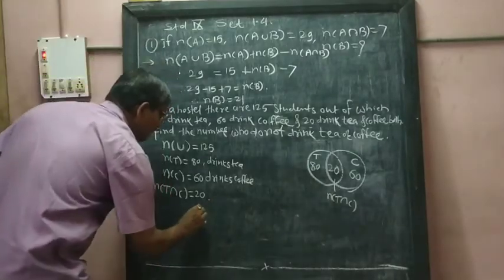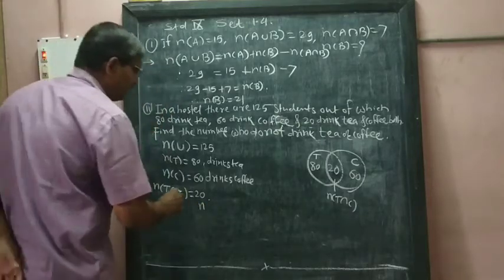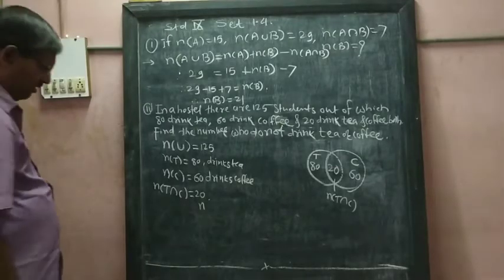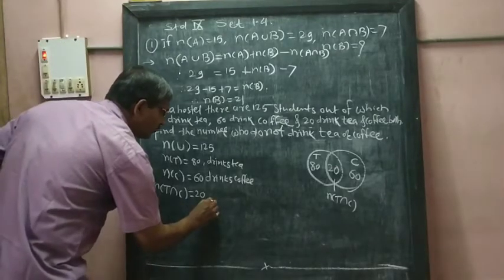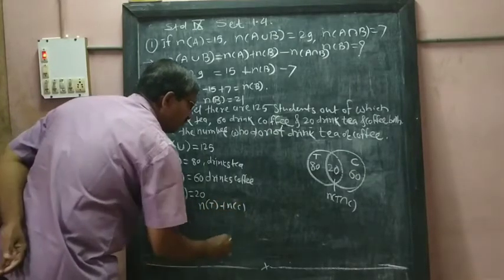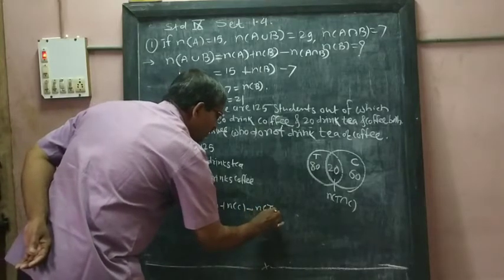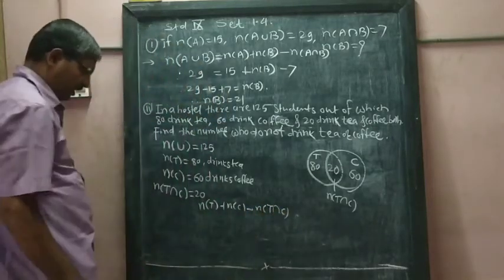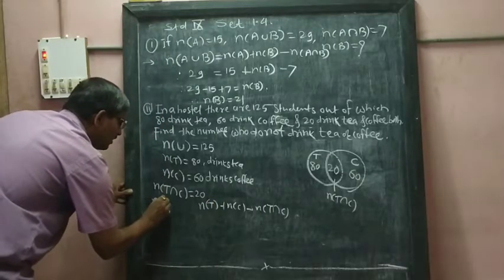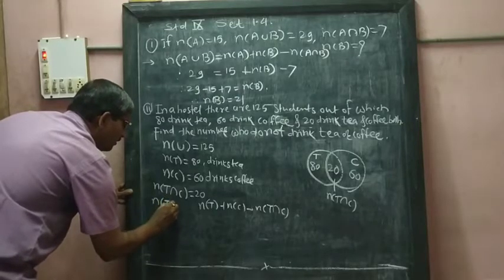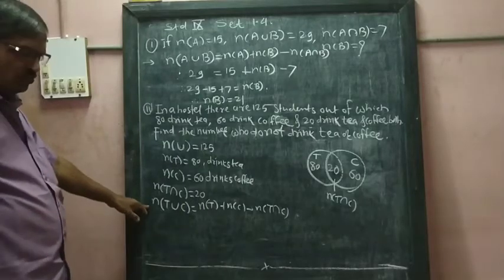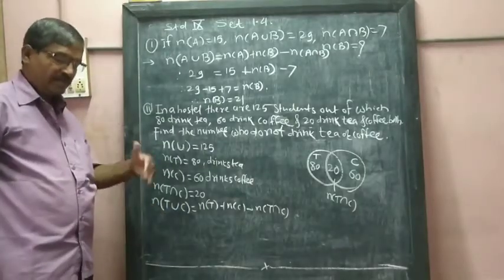Number of students, here we have little space, but let it be. I will find the number of students in T plus number of students in C minus number of students in T intersection C. Here I am going to find the number of students in set T union C, meaning the total number of students who are drinking tea as well as coffee.